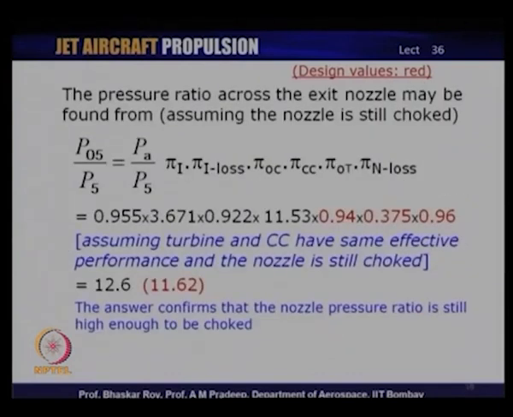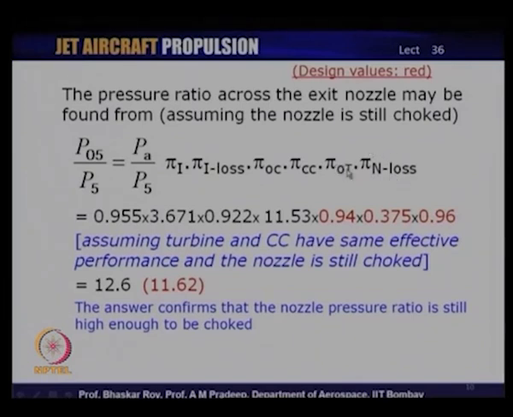If we now continue, we can find out what the pressure ratio across the exit nozzle may be from all the pressure ratios that we have put together. We have the intake pressure ratio, we have the intake pressure recovery factor, which we have called pi I loss. Then we have the pressure ratio across the compressor, we have the pressure ratio across the combustion chamber, which is nothing but the pressure loss across the combustion chamber. We also have the pressure ratio across the turbine and the nozzle pressure recovery factor.